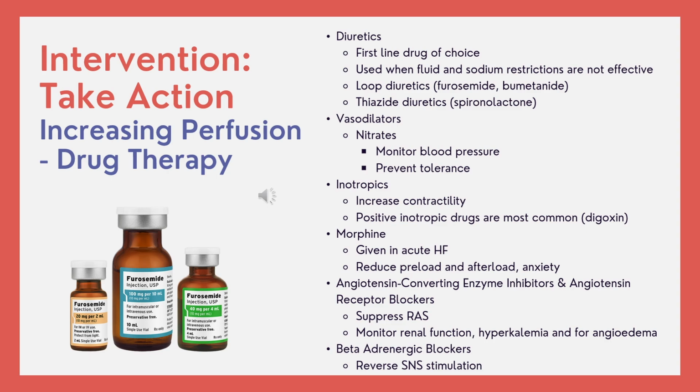Our third type of drug is going to be an inotropic agent. These medications help to improve contractility of the heart. So they help the heart to pump more effectively by increasing that contractility. We have cardiac glycosides like digoxin. This is a positive inotrope. This is used in chronic heart failure and it helps to improve symptom control.